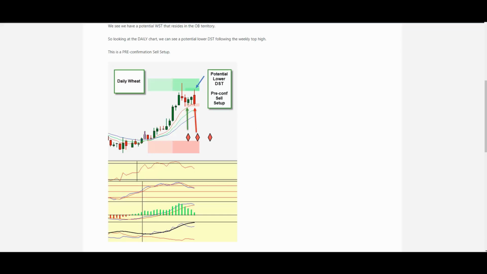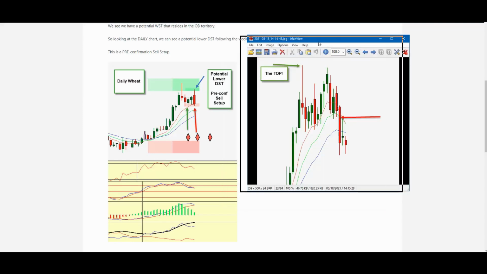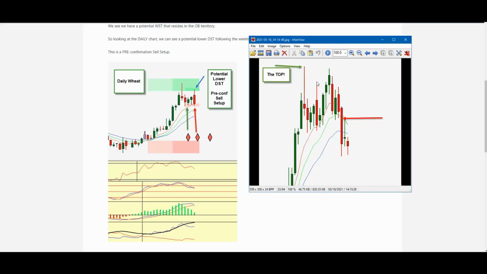And what I found, let me pull this up here. Here we go. All right. So this is elongated, by the way. You can see that everything looks more enlarged than here, but this is this. Okay, these prices going up here is this right here. This was the very top that we were looking at right there. But notice this, that we have a potential lower DST, a pre-confirmation sell setup.